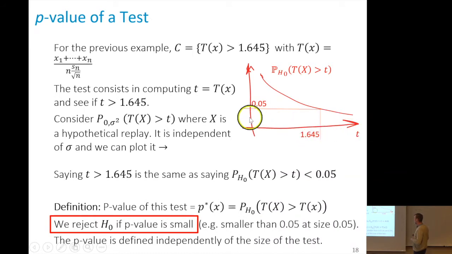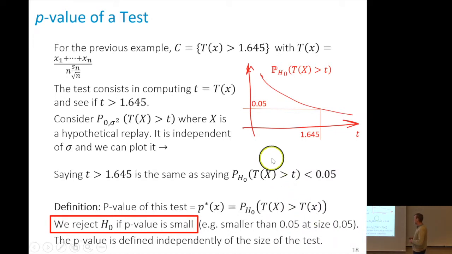T larger than the threshold is the same as the p-value being smaller than 0.05 here. So this is what is called the p-value of the test. The p-value of the test is the test statistic mapped here, and then you go to the y-axis and you call it the p-value. So the p-value of x, so x is my data, I call it p star in those lecture notes, is the probability under H0 that another hypothetical experiment would produce a test statistic larger than the one that I have. It's a bit contorted, but this is what it is here.